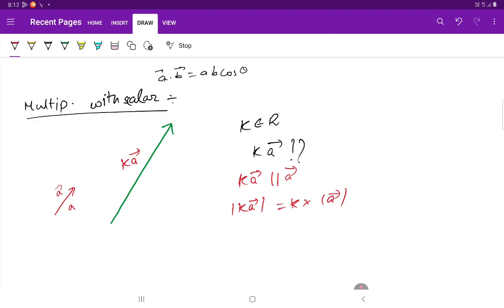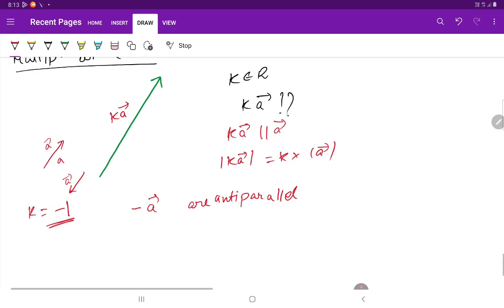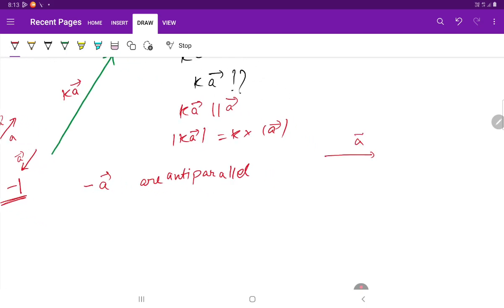So hope it's clear. Now there may be cases where k will be negative. Suppose k is negative 1, then we get the minus A vector. What the minus A vector represents is the same A vector but in the opposite direction. Basically it means that A vector and minus A vector are anti-parallel. Anti-parallel implies that both are in opposite directions. If this is A vector, this is minus A vector.